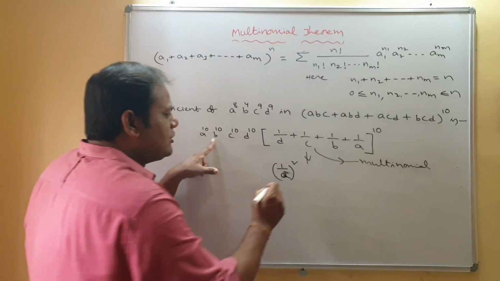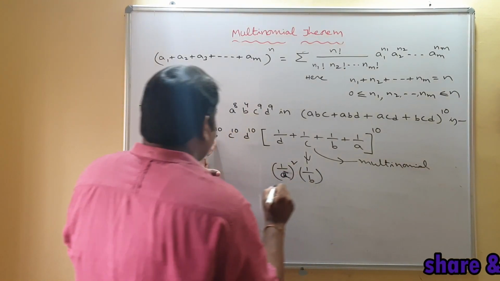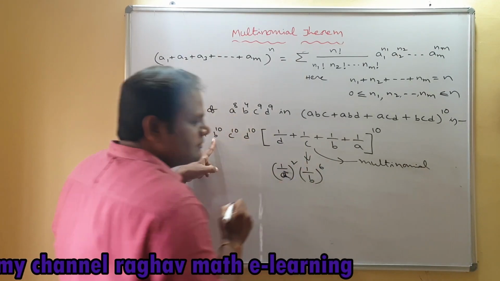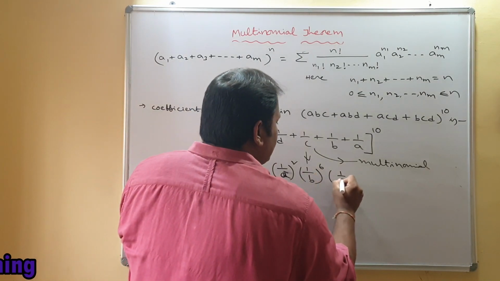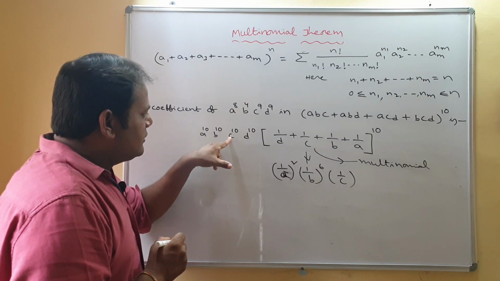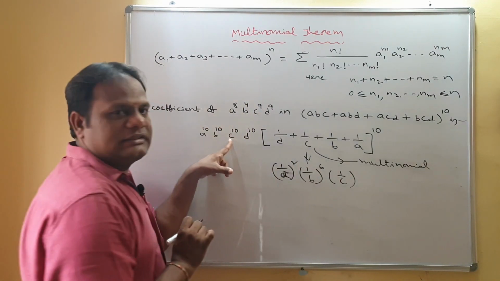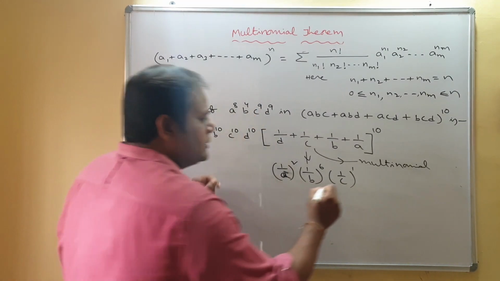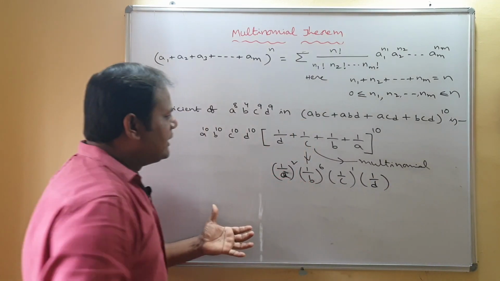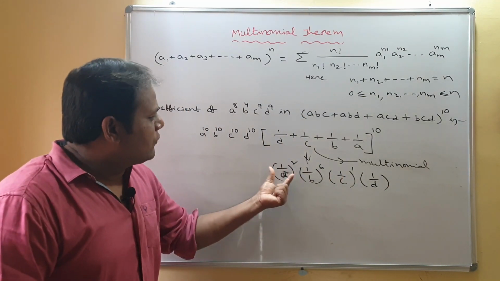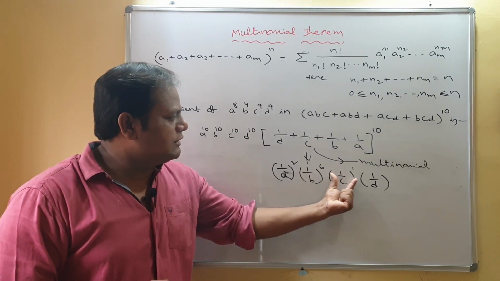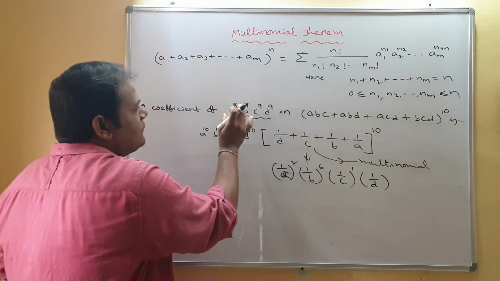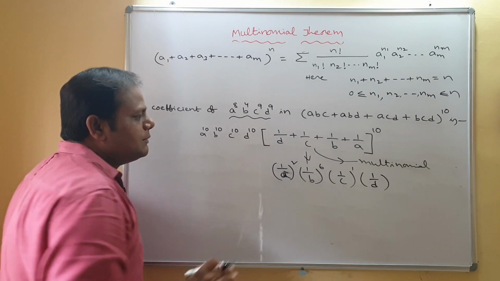B power 10 means 1 by b whole power. Here we have b power 10, but we want b power 4, so I can write 6. And 1 by c: we want c power 9 and already have c power 10, so only 1 by c, power 1. Coming to d power 10, we want only d power 9, so you take 1 by d. So just take the coefficient of 1 by a whole square, 1 by b whole power 6, 1 by c whole power 1 into 1 by d. Then you get the coefficient of a power 8, b power 4, c power 9 and d power 9.